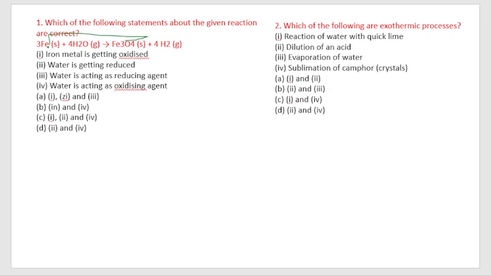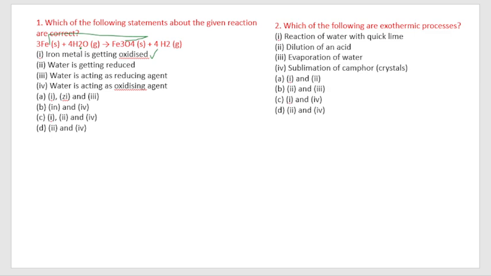Clearly here there is an addition of oxygen. Is it? By adding oxygen with iron, it is converted into iron oxide. Is it? So addition of oxygen is called oxidation. So here the substance oxidized is iron. So iron metal is getting oxidized. This is correct.